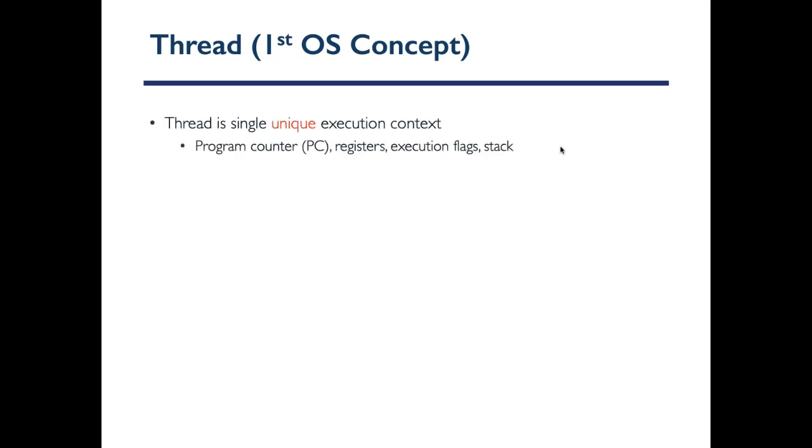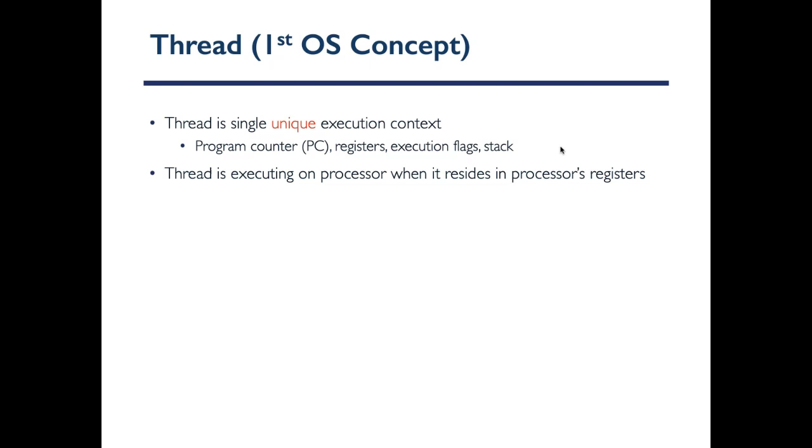So what are threads? This should be a recall for everyone. A thread is a single unique execution context. By context, we mean everything in the registers and everything in the memory. So your program counter, your registers, your execution file, the flags, your stack, your heap, etc. Everything that represents that execution context is part of the thread.